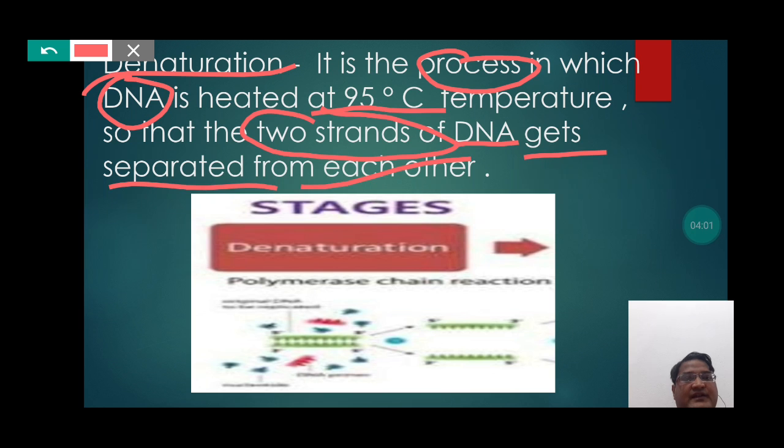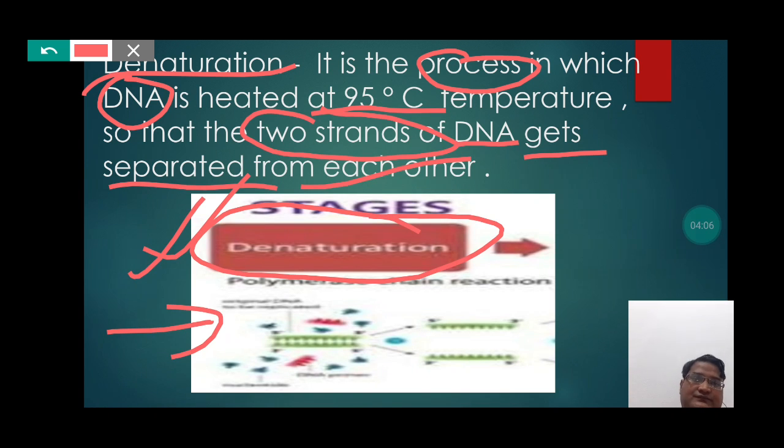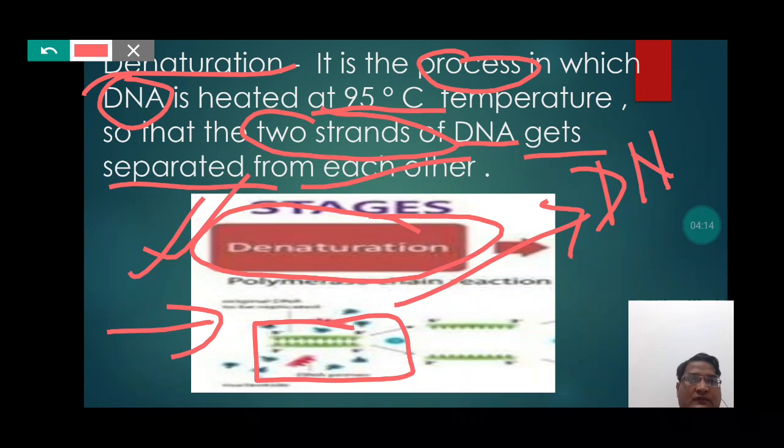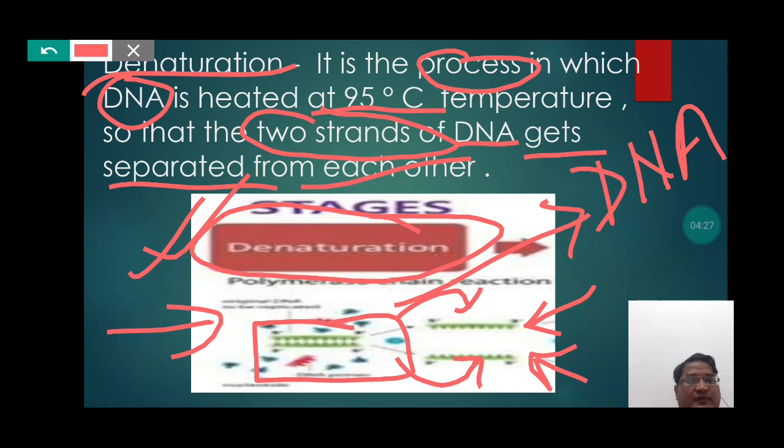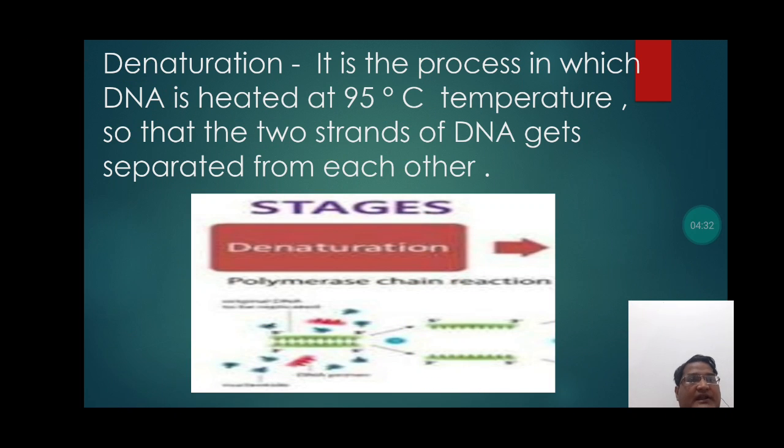So students, we can understand the concept of denaturation with the help of this picture. Here we can notice that there is a double-stranded DNA, and this double-stranded DNA is heated at 95 degrees centigrade, and as a result, you can notice that both the strands of the DNA have separated, and this process is called denaturation.